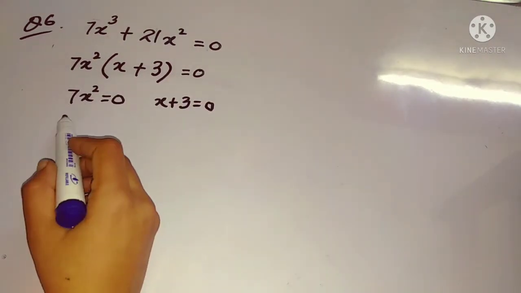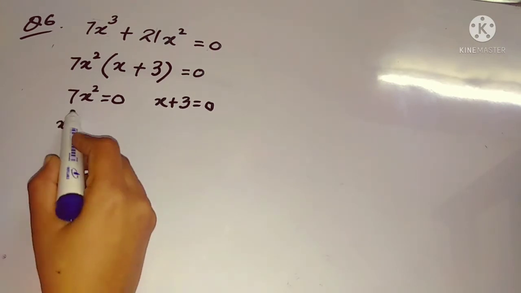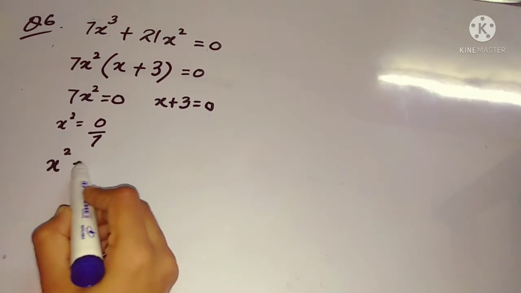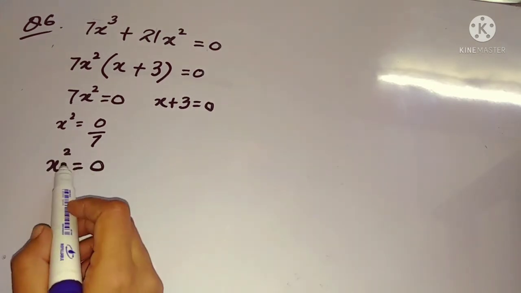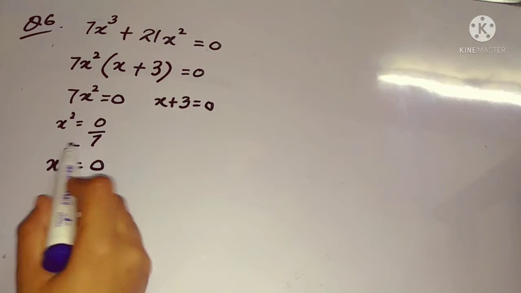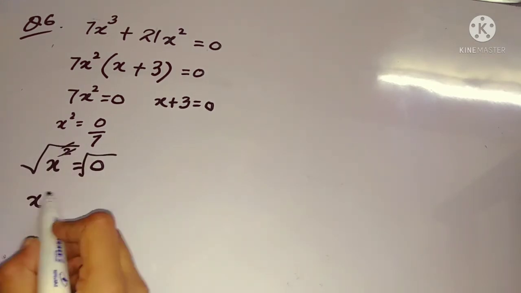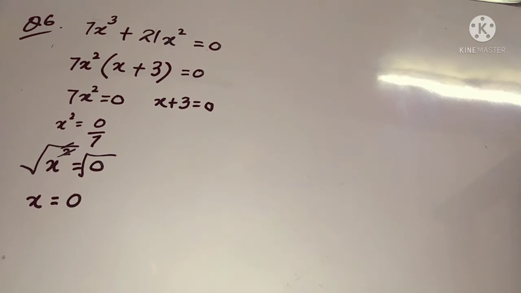So we have to find out the value of x squared. When 7 will come over here, it will divide 0 and it will become 0. Whenever you divide 0 by any number, you will get 0. And you have to take the square root to remove this square. When you take the square root of 0, you will get 0. So from here, the value of x is 0.